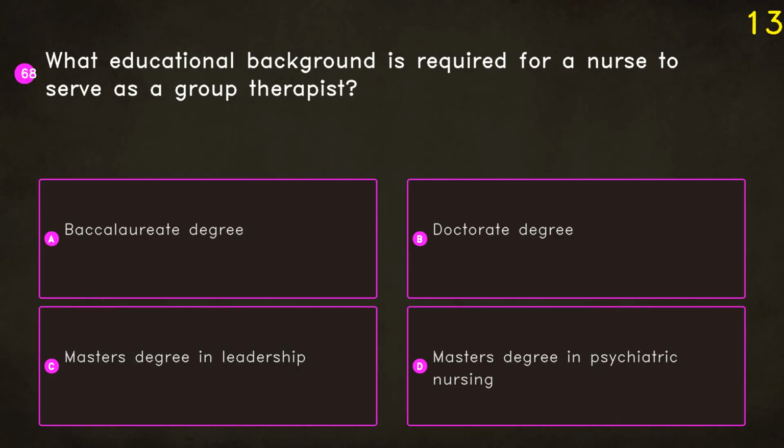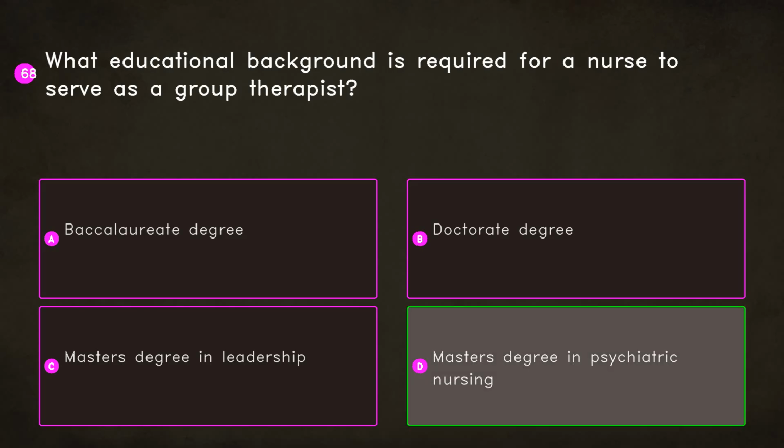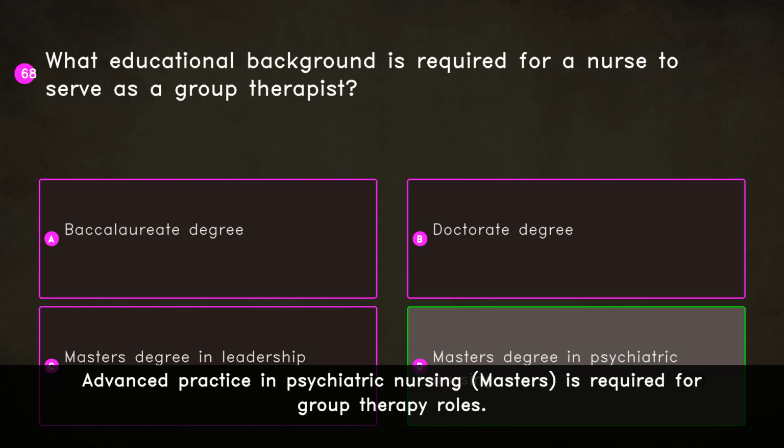Question 68. What educational background is required for a nurse to serve as a group therapist? A. Baccalaureate degree. B. Doctorate degree. C. Master's degree in leadership. D. Master's degree in psychiatric nursing. The correct answer is master's degree in psychiatric nursing. Advanced practice in psychiatric nursing, master's, is required for group therapy roles.